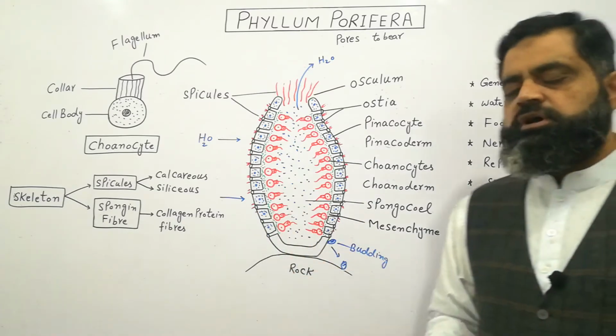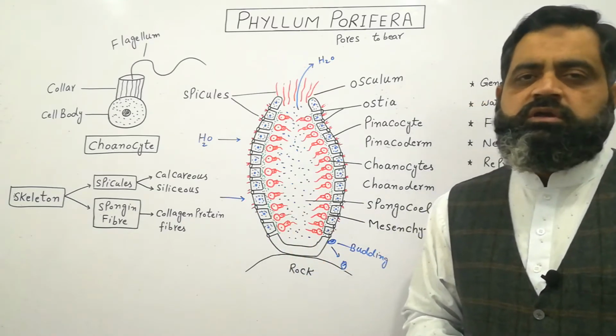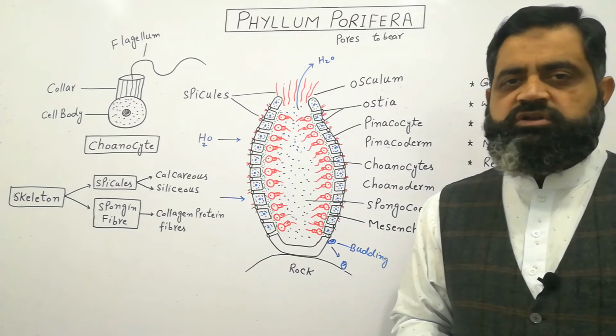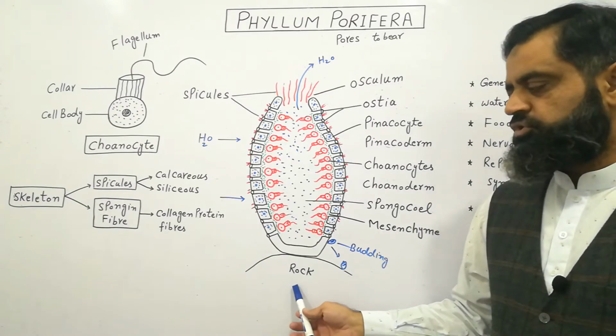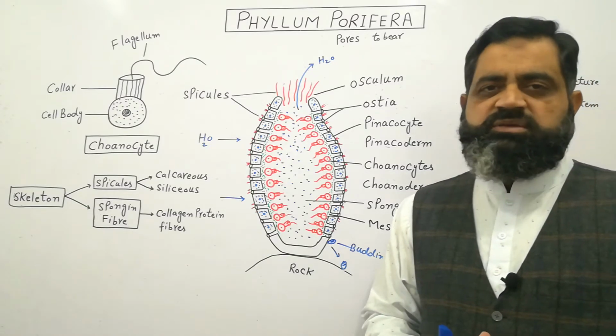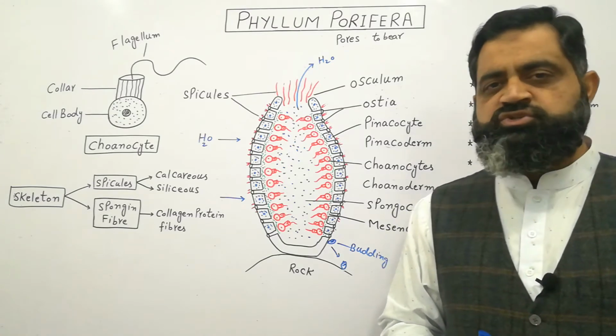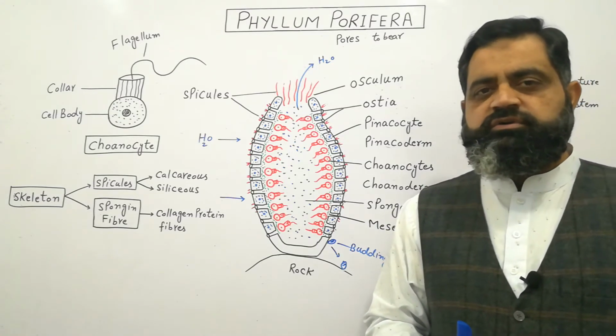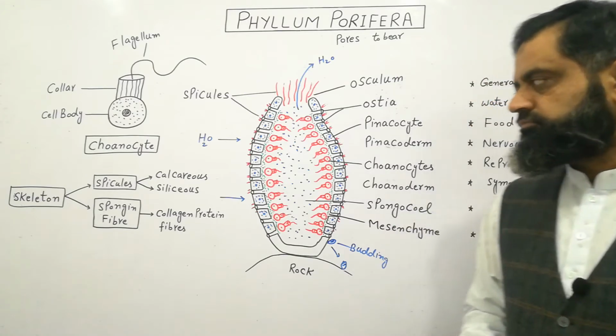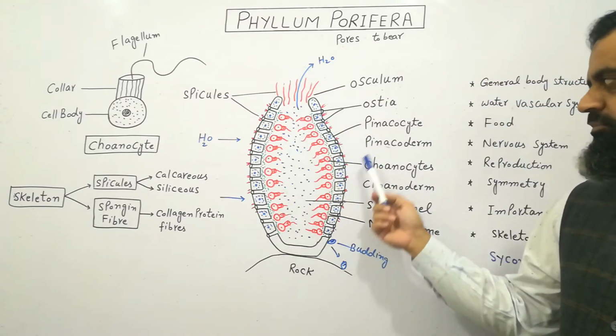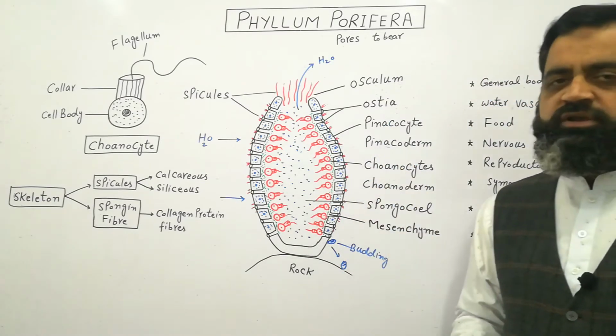These sponges are found in fresh water and also in marine water. They are attached to the substratum or rock, and they are very simple animals. They do not have a tissue or organ level of organization. The outer body surface is made up of Pinacoderm, which is made up of Pinacocytes.